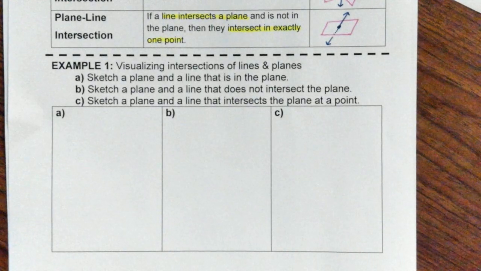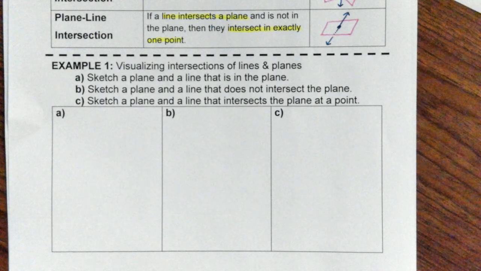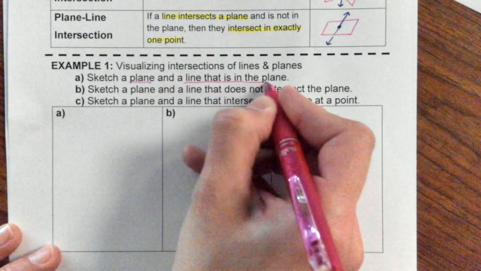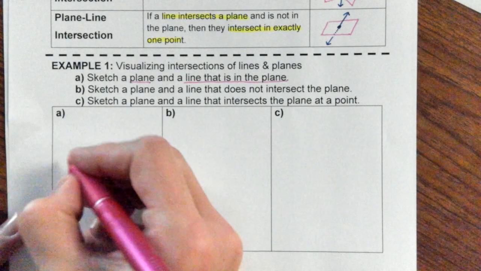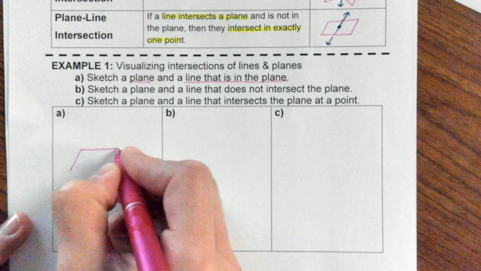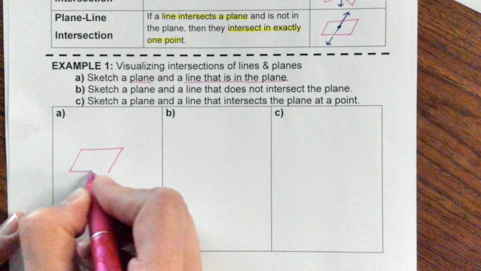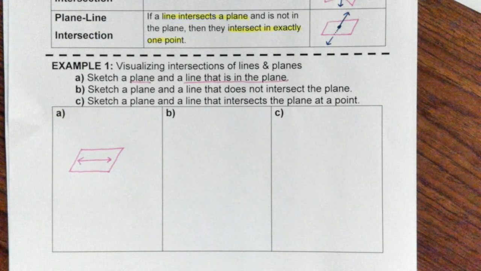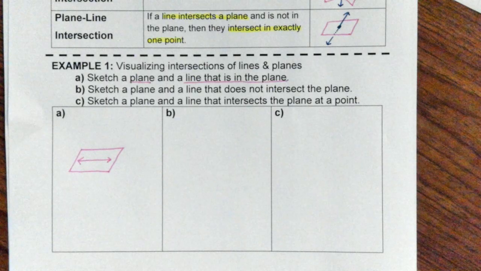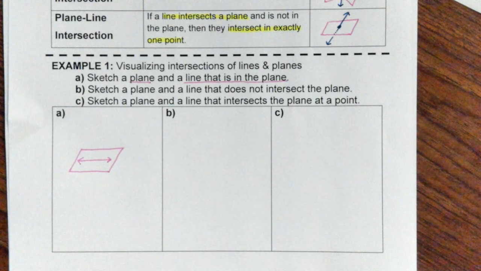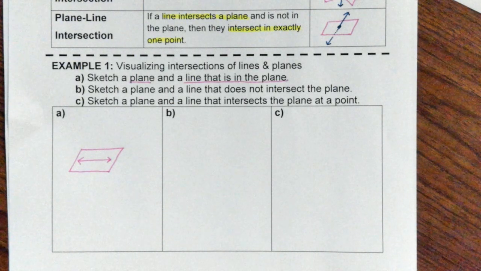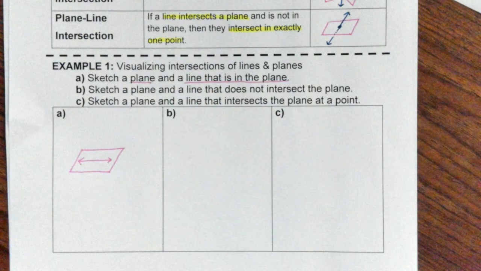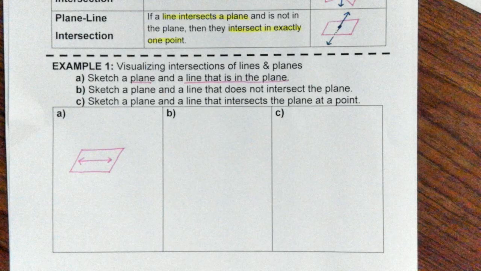The first one we're going to do is sketch a plane and a line that is in the plane. All that looks like is here we have a plane, and then we're just going to draw a line on it. That is literally drawing a line on a piece of paper. The line is on, or what they call in, the plane. So literally we could have just drawn a line and used this rectangle as a plane. But that's what a line in a plane is going to look like.